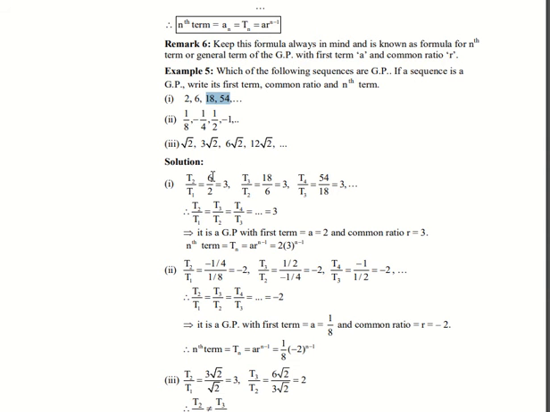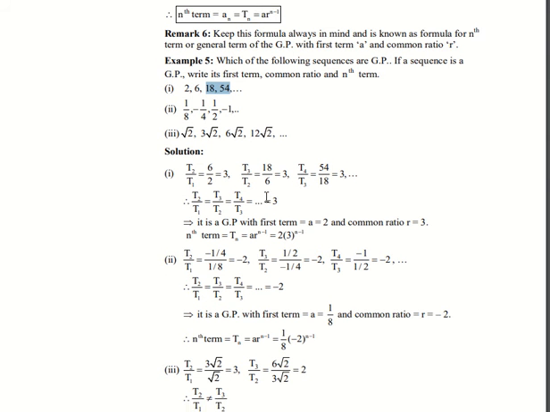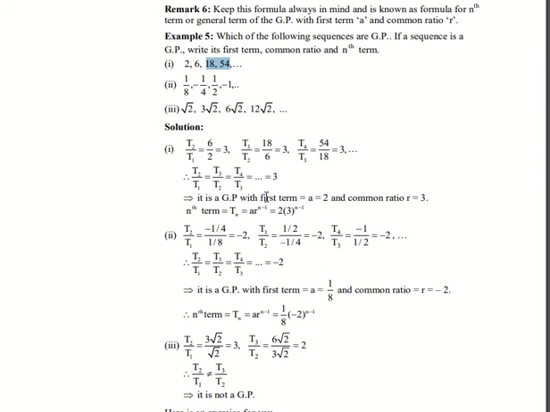Alright, T2 by T1, 6 by 2, that's 3. T3 by T2 is 18 by 6, that's 3. T4 by T3, 54 by 18, everything is coming out to be 3. So that means this is a GP with the first term 2 and a common ratio of 3.